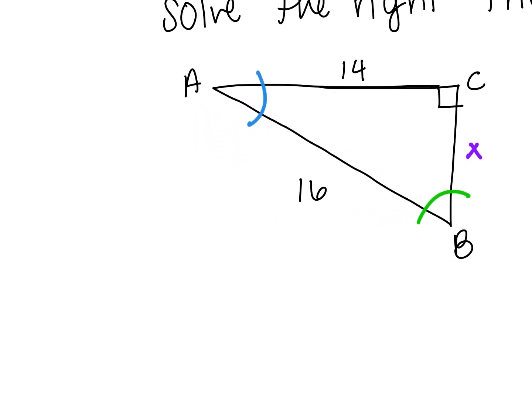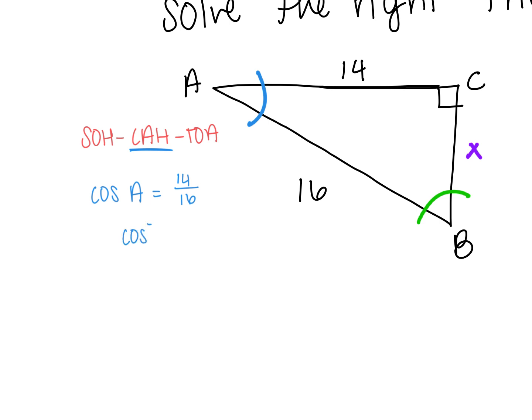So I'm going to solve for my angles first. I'm going to use my SOHCAHTOA, and I'm going to solve for angle A. Looking at what's given, according to angle A, what do I have? I have my adjacent side and my hypotenuse, so I'm using cosine. Cosine of angle A is equal to 14 over 16. And because I'm solving for that angle, I have to use the inverse.